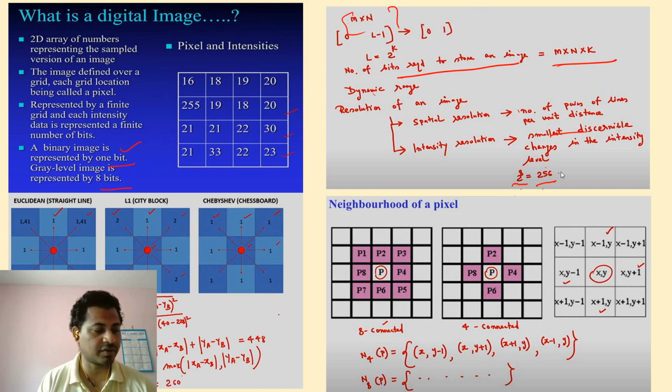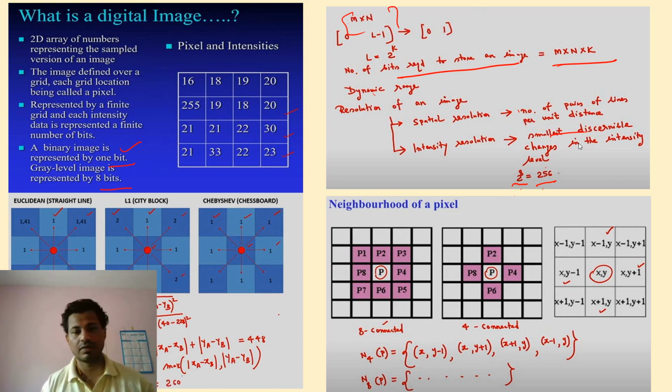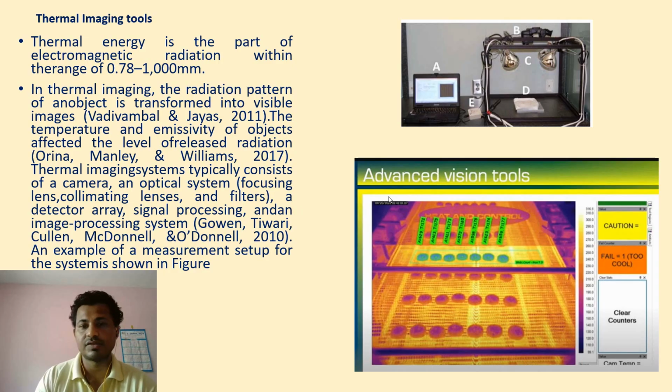Now if we talk about spatial resolution, now if we talk about the neighborhood of a pixel, so let me go to the thermal imaging tools.